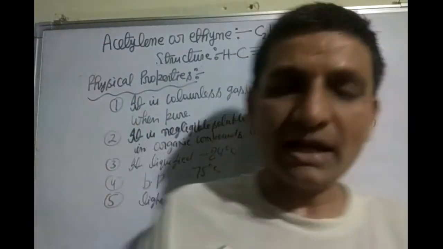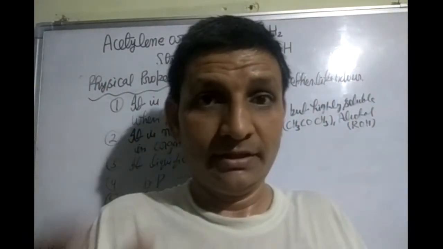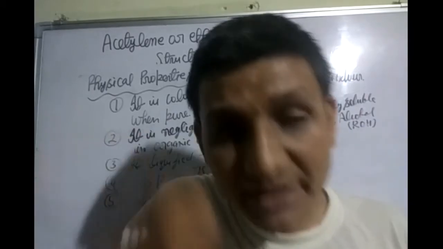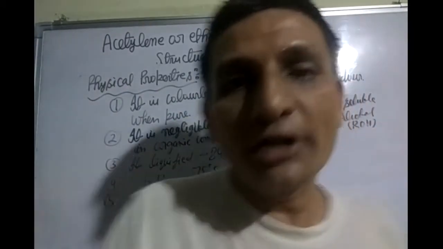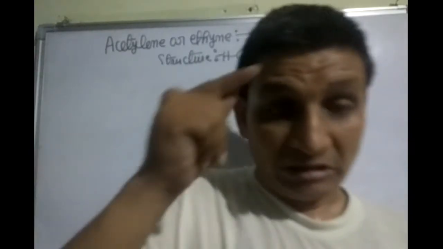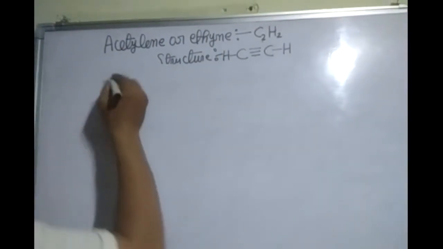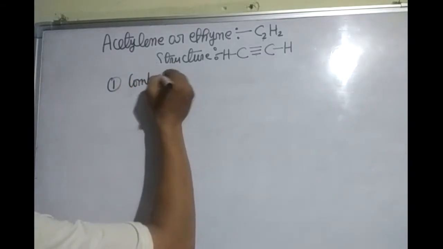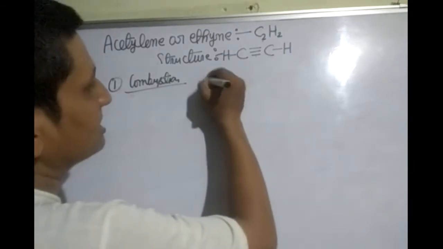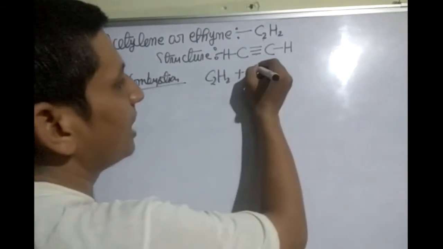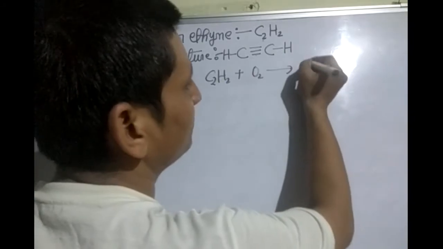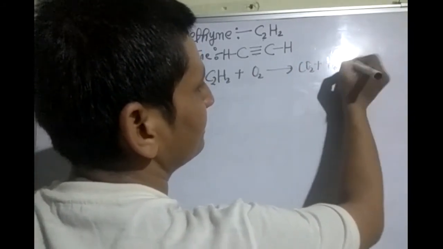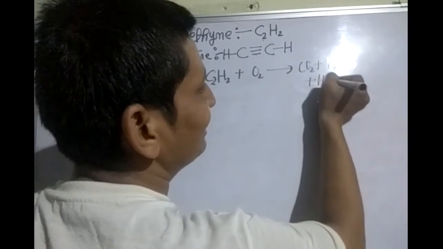Okay student, clear? I hope that you can understand all the points in this lecture. Now I am telling you the chemical properties of acetylene or ethine. Chemical property number 1 is combustion or burning. Combustion means burning. This is acetylene C2H2 and this is oxygen. It burns in air to form carbon dioxide, water, heat, and after this light.